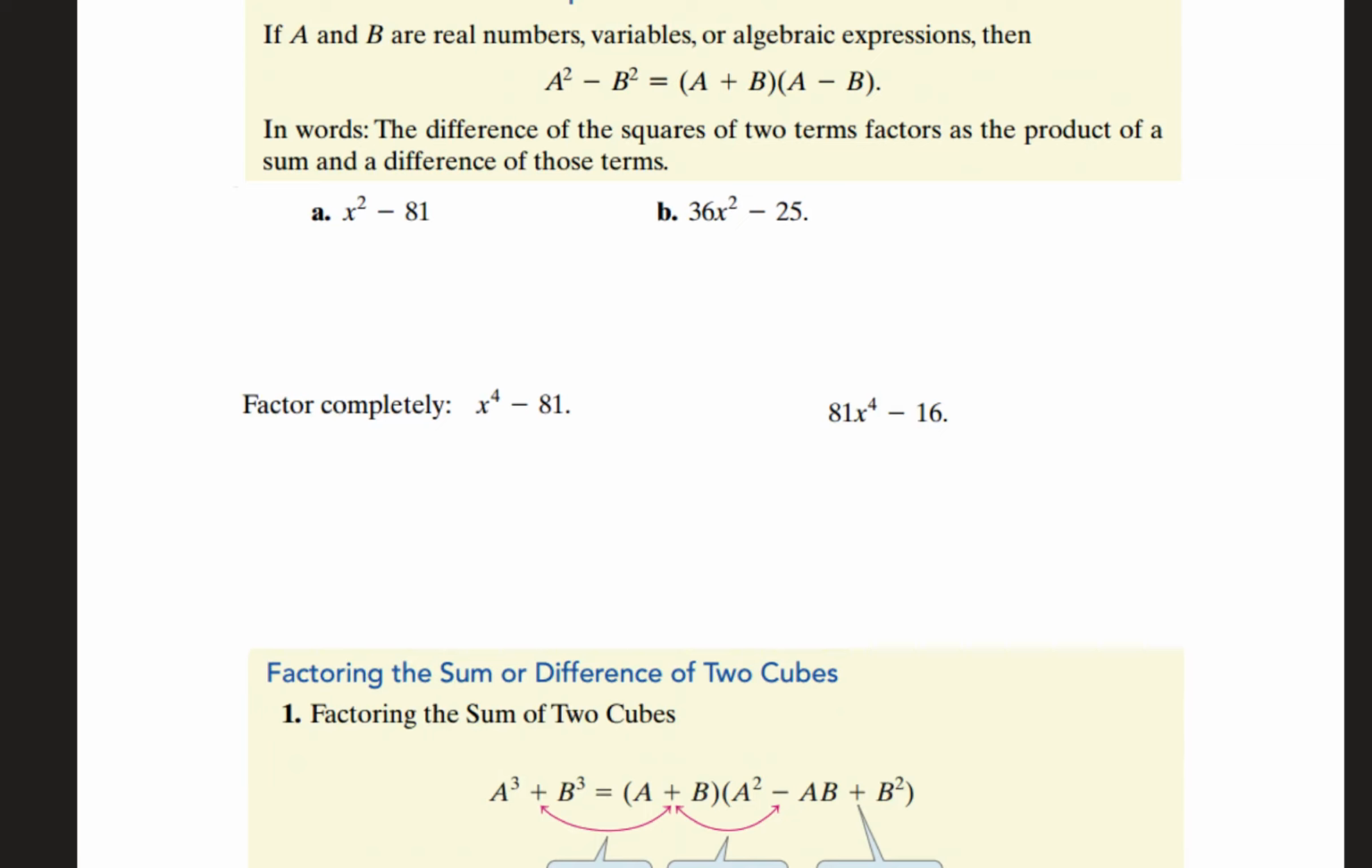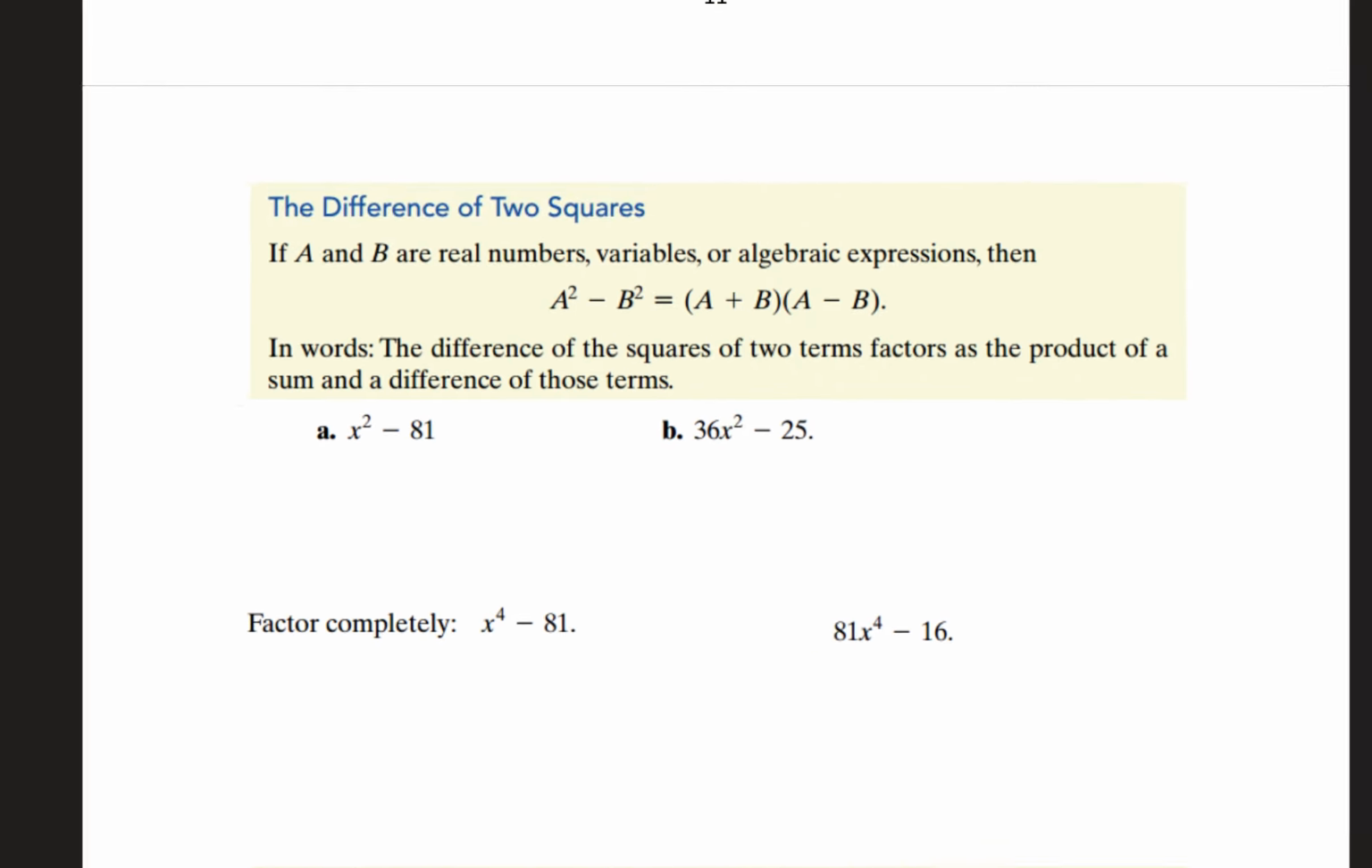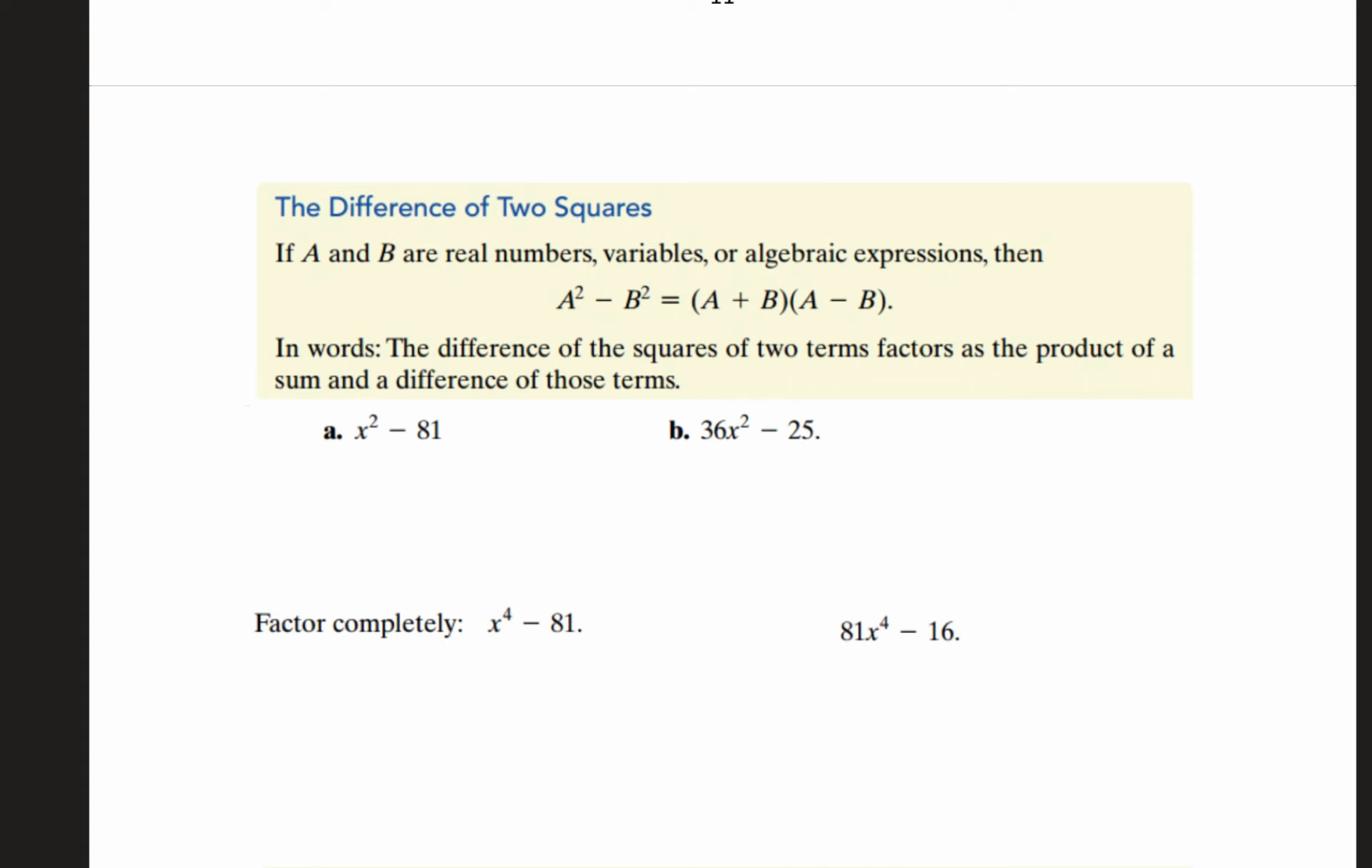So today we're just going to go through the end of the factoring section, and then we will play a little bit of factoring tic-tac-toe. Now the first thing that I want to go over is how to find the difference of two squares.